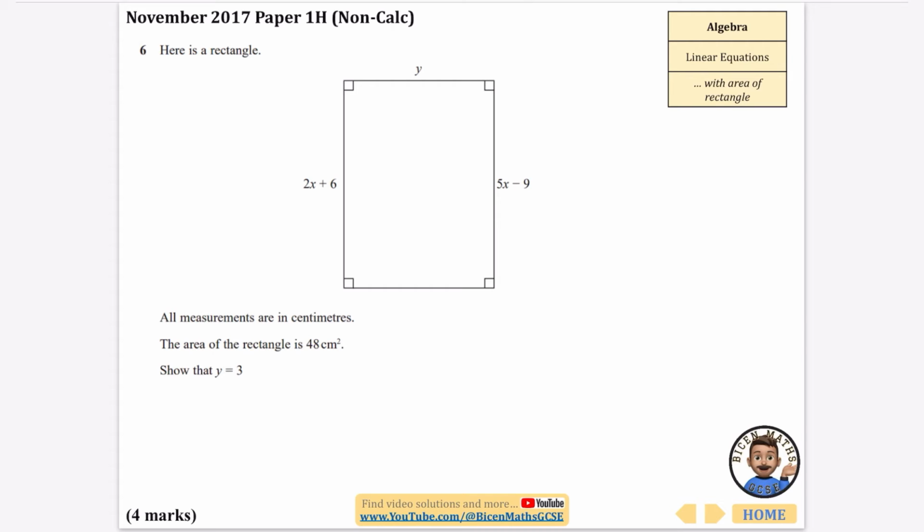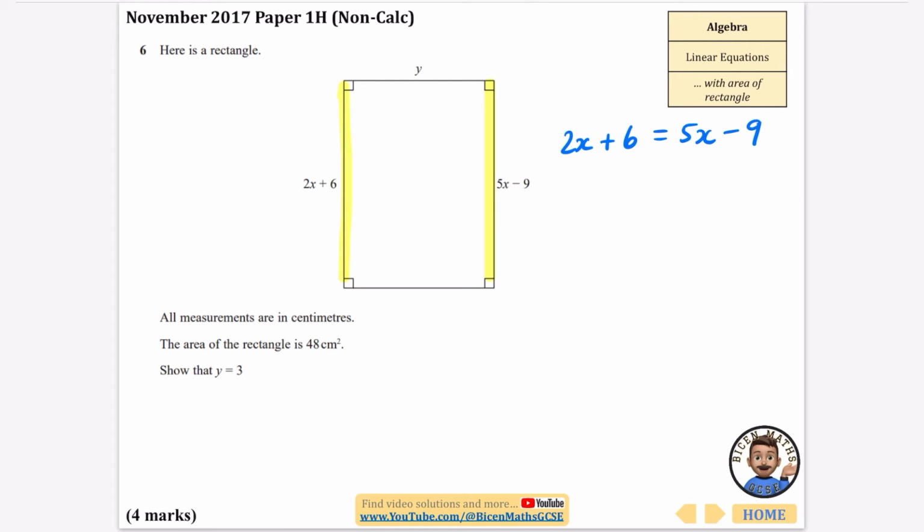Now, something you know with a rectangle is that this side and this side are equal, and this side and this side are equal. But I think the most useful one is that this side and this side must be equal. So I'm actually just going to write that down. I'm going to write down that 2x plus 6 is equal to 5x minus 9, and I'm going to solve the equation.